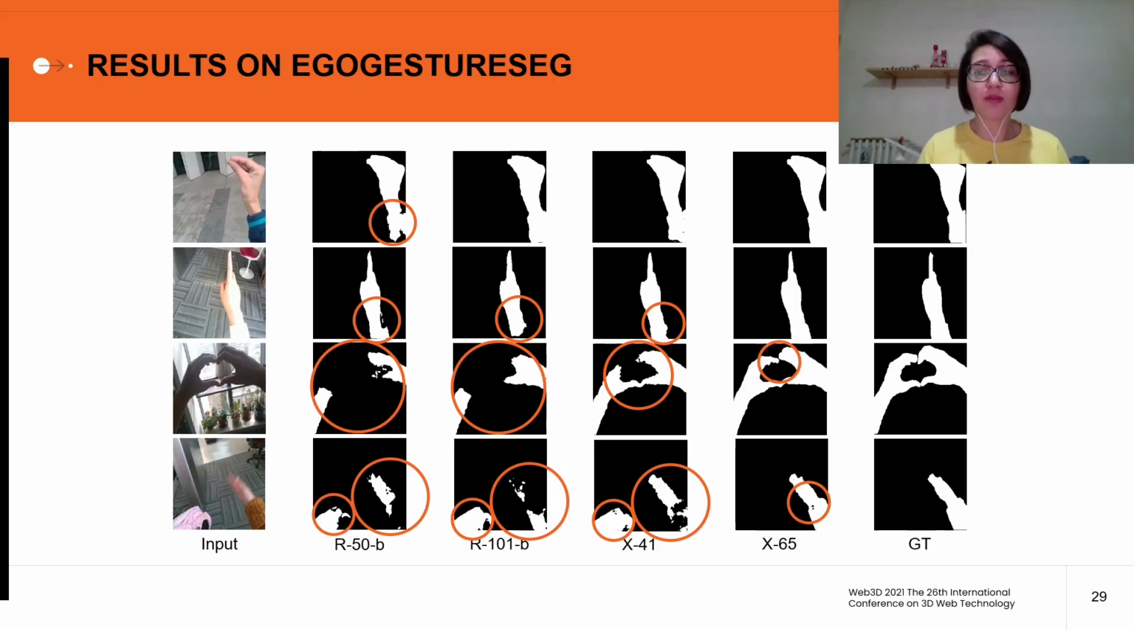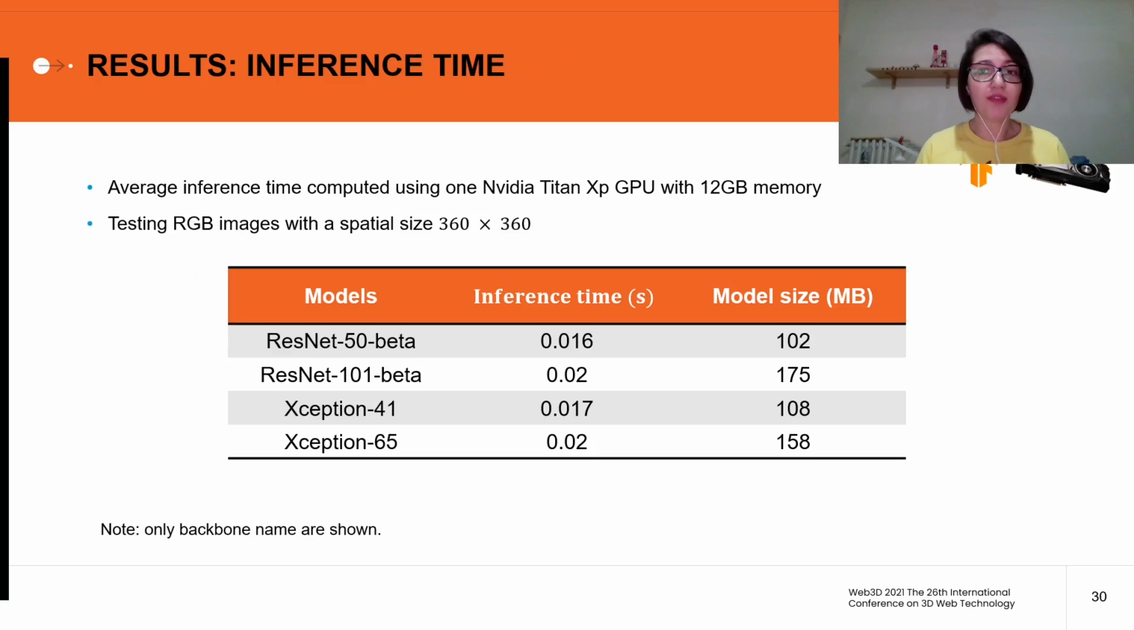And furthermore, the conducted tests show that the Xception-based architecture is more robust to challenging situations than the ResNet one. We computed the average inference time using the GPU and testing our RGB images, and all models prove more than real-time performance.